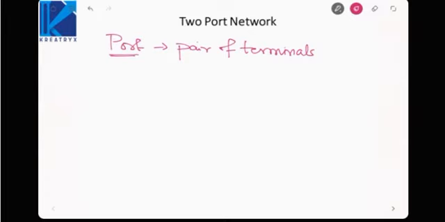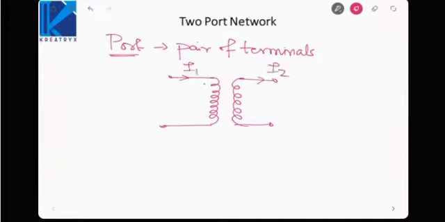Suppose, let me take the case of a transformer. Current I1 will enter here, I2 will leave here. So these two terminals A and B will constitute a port. Let us say this is port 1, and this is port 2, the terminals C and D. I1 will be traveling like this and I2 will be traveling like this.